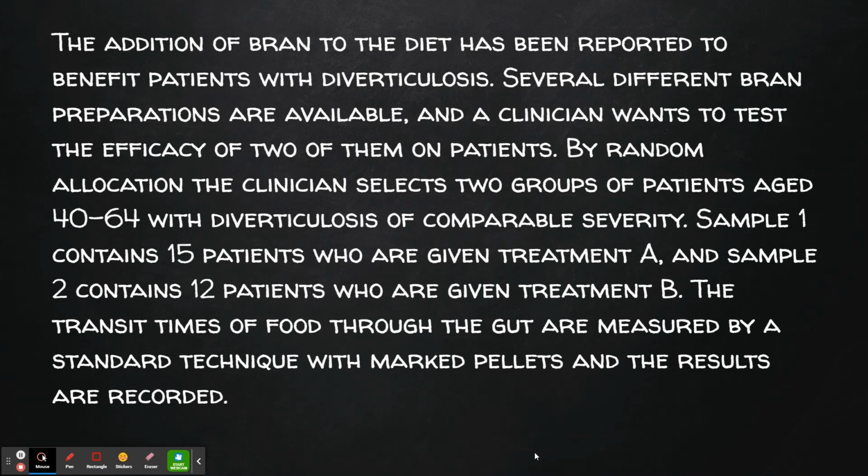of them on patients. By random allocation, the clinician selects two groups of patients aged 40 to 64 with diverticulosis of comparable severity. Sample 1 contains 15 patients who are given treatment A, and sample 2 contains 12 patients who are given treatment B. The transit times of food through the gut are measured by a standard technique with marked pellets, and the results are recorded.